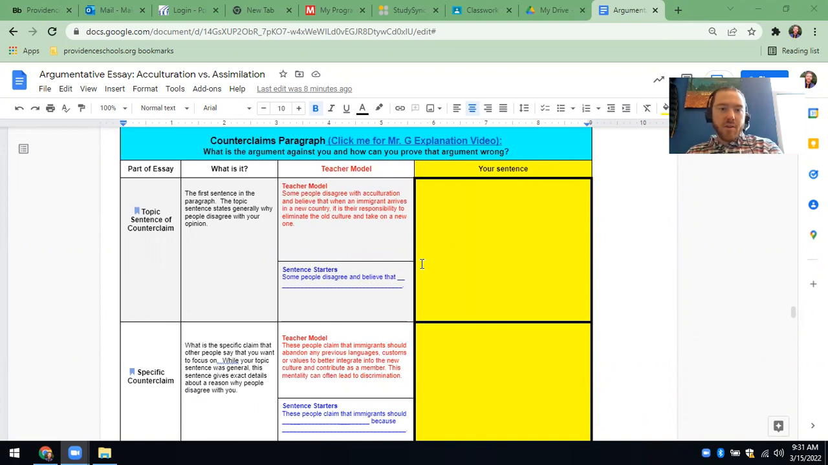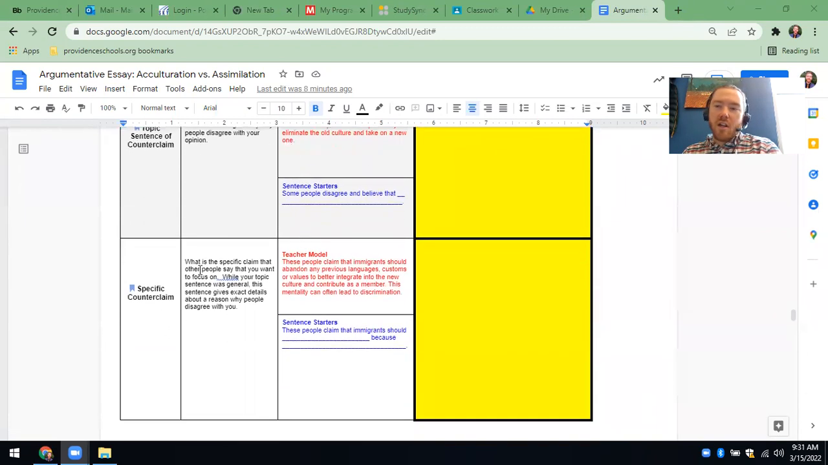A topic sentence will do that. First sentence of the paragraph, the topic sentence states generally why people disagree with your opinion. For example, some people disagree with acculturation and believe that when an immigrant arrives in a new country, it is their responsibility to eliminate the old culture and take on a new one.